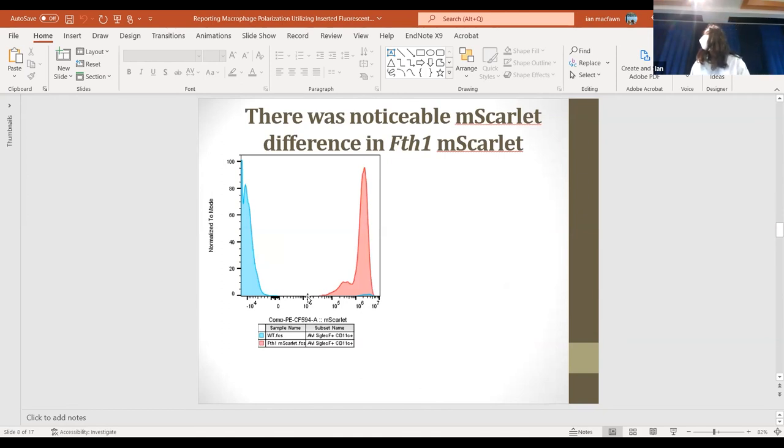So how did the mScarlet levels look in all the cell populations? Well, first let's start with our alveolar macrophages, which were our focus. The y-axis is how many cells are at each intensity level, and the x-axis is measuring the mScarlet. As you can see here, there's a very noticeable difference, almost stark. And that fit my hypothesis that there was a noticeable difference between FTH1 mScarlet and wild type macrophages.